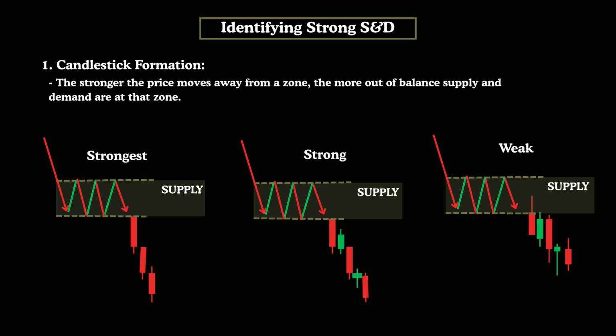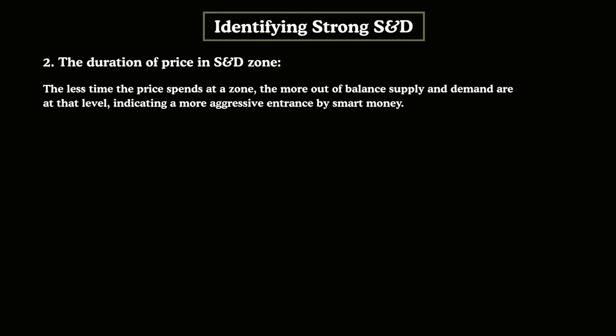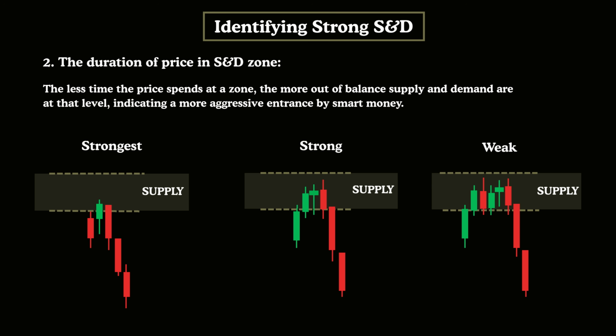As demonstrated in the examples, when the strength of the impulse wave fades, the reliability of the associated supply zone also declines. The most dominant supply zone in the examples is the one tied to the sharpest and most forceful bearish expansion. The second factor to assess is how long the price remains within a supply or demand zone. The shorter the duration price stays at a zone, the more significant the imbalance between supply and demand at that level, signaling a more forceful entry by smart money. In general, the quicker the price moves away from a level, the stronger and more reliable that zone becomes.